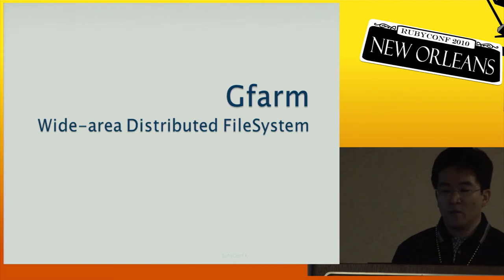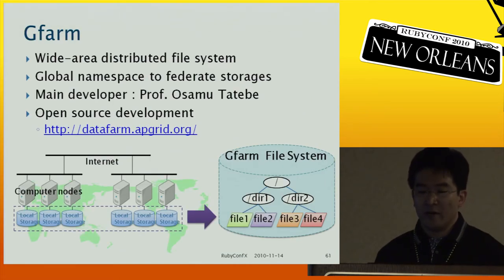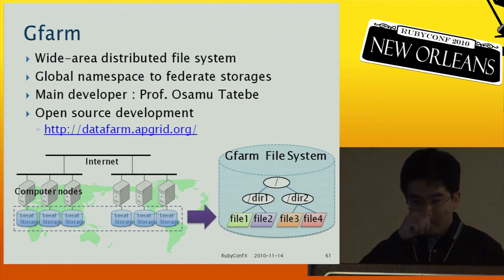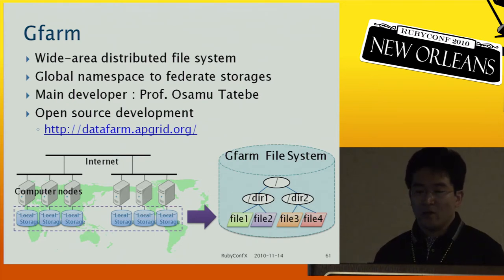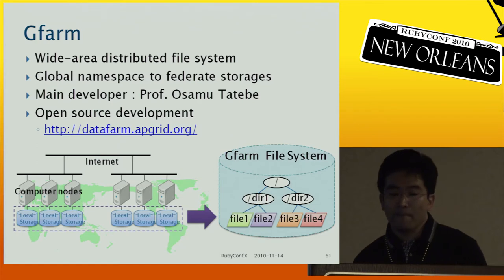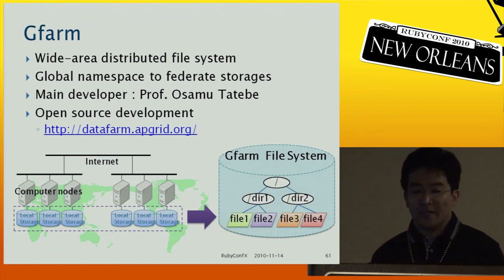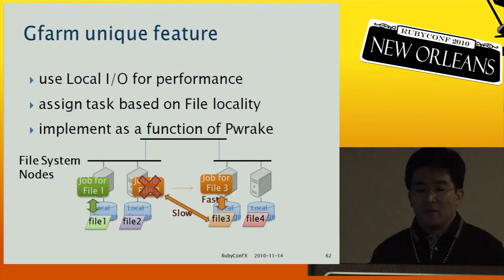Among many distributed file systems, we employ the Gfarm file system. Gfarm is a wide area distributed file system. It integrates the local storage of every computer node and provides a file system with a single global namespace. Gfarm is secure enough to integrate geographically distributed storage. Gfarm is developed by Professor Osamu Tatebe at the University of Tsukuba as open source software.